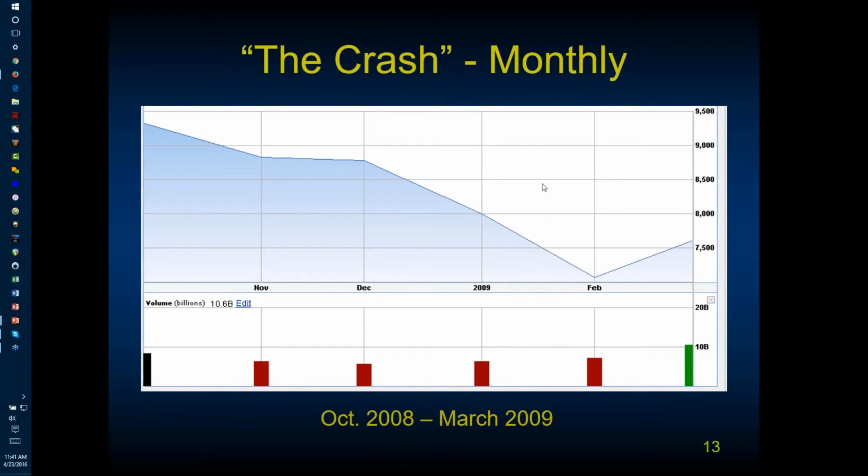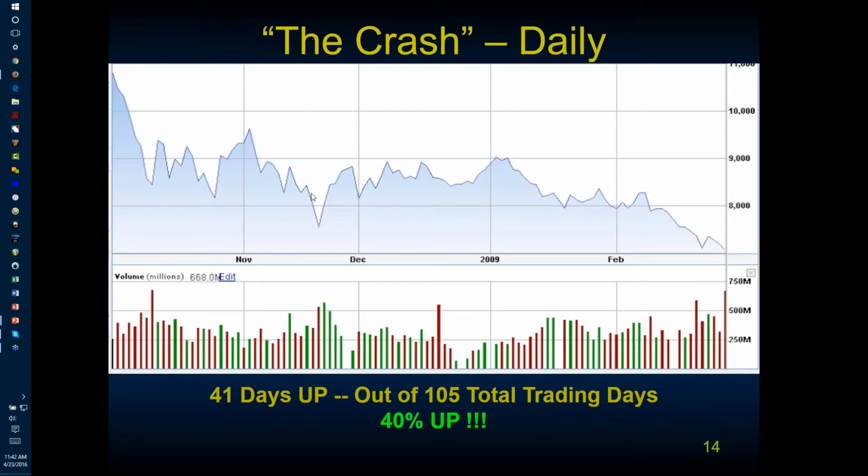But when you look at the same period of time, and this was the worst down market we've ever experienced, you see that the same period on a daily basis was really not so bad. 41 out of 105 days were up days. In other words, just buying the SPY, you're up on a daily basis. 40% isn't that far off of 50%.